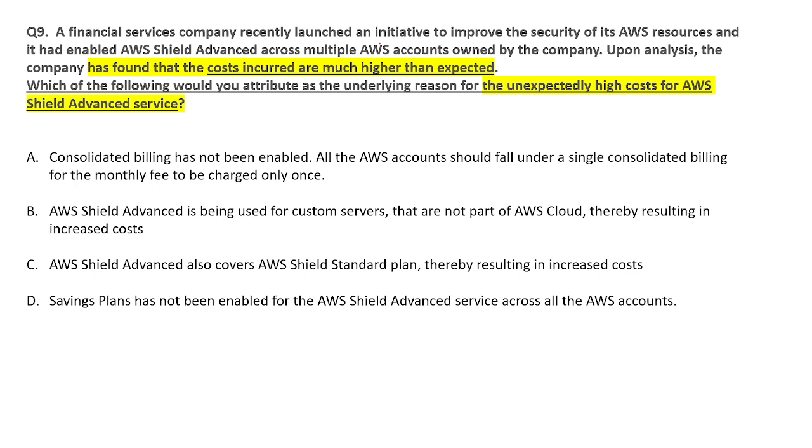Below are the options. We'll go one by one, but I'll help you by adding some key points. Option C: AWS Shield Advanced also covers the AWS Shield Standard plan, thereby increasing the cost. This is wrong because everyone knows the AWS Shield Standard plan is free of cost. AWS does not charge anything for this. This is the wrong one.